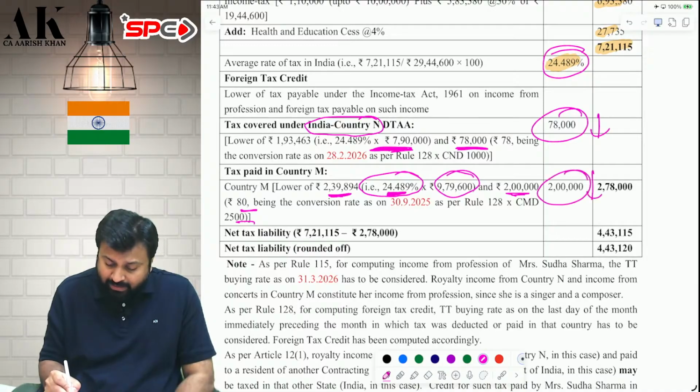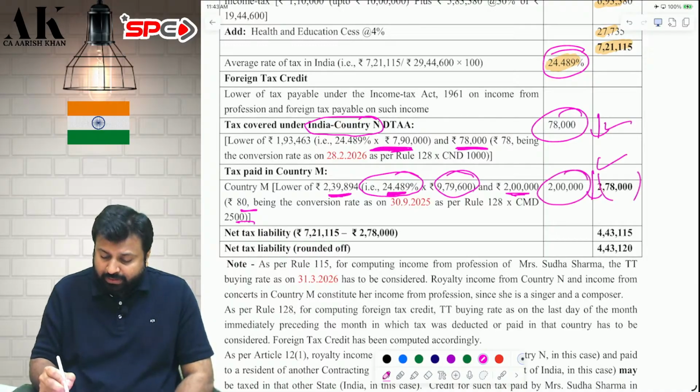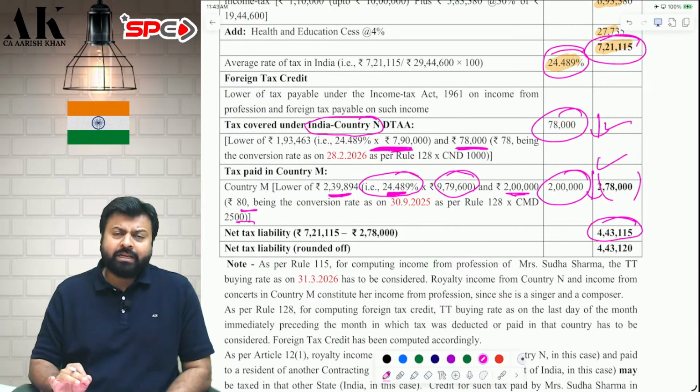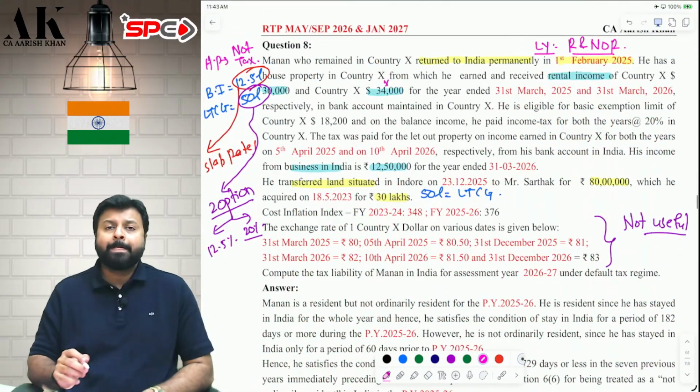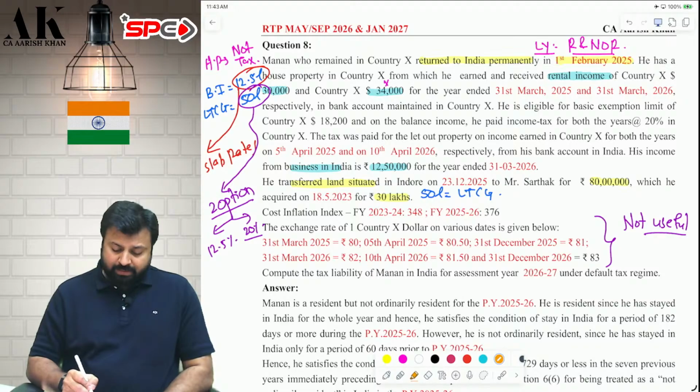Therefore, whichever is lower will be allowed as relief, and ultimately these two reliefs will be reduced from your tax, and therefore the net tax payable will be 443,120 after rounding off. I hope it is clear to all of you. Very good question. Question number 8.